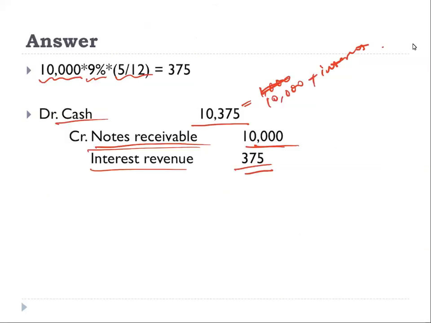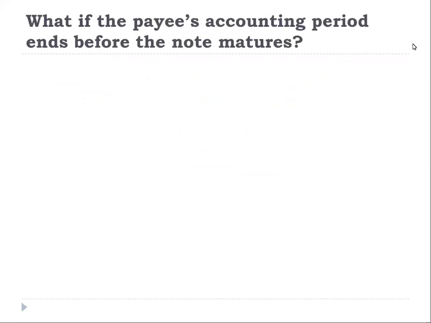So this is the annual interest rate. And then we multiply it by 5 months out of 12 months. This is going to give us 375. And then the total cash received by the firm is 10,375. So this is when the maker honors the note.